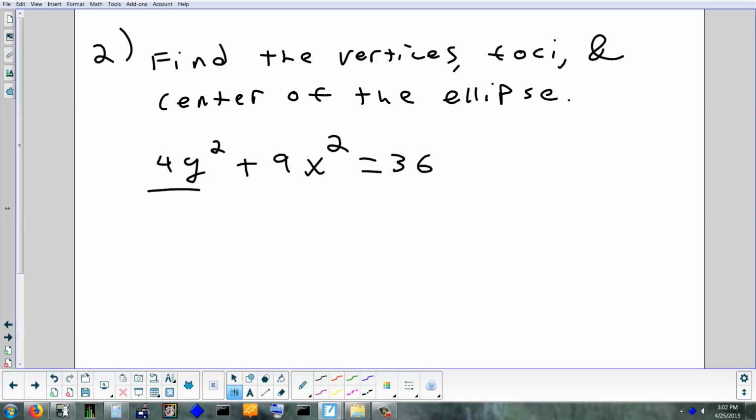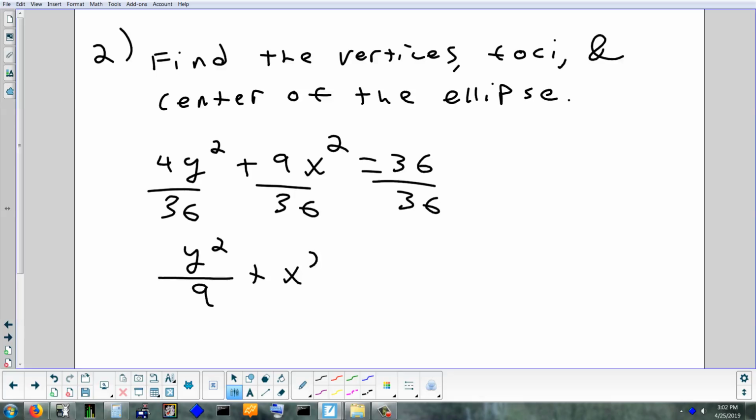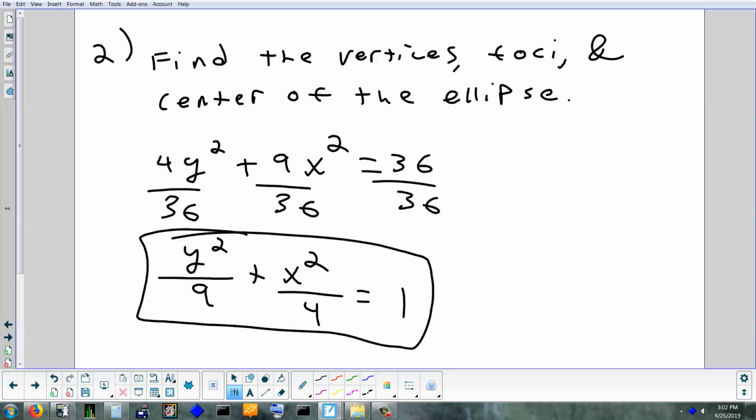Divide by 36. Yep, divide everything by 36. And 4 goes into 36 how many times? 9. And 9 goes into 36? 4. And 36 into 36 is 1. Now you've got an equation just like the one we did before, where we could get h, k, a, b, c. Any questions on how you'd find all those from this point? Okay.